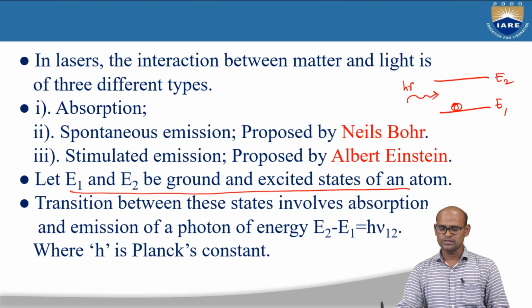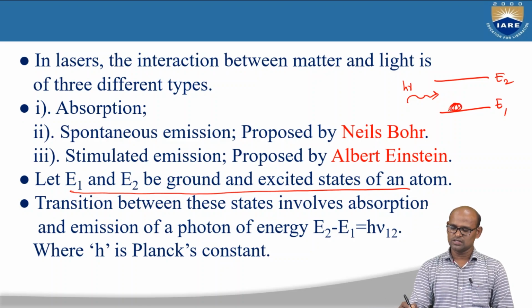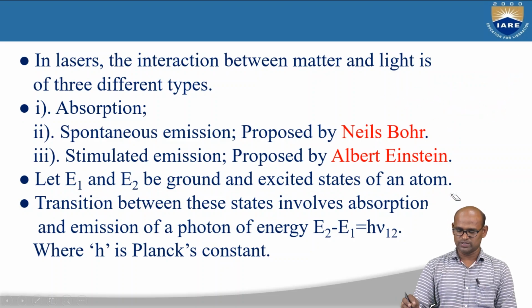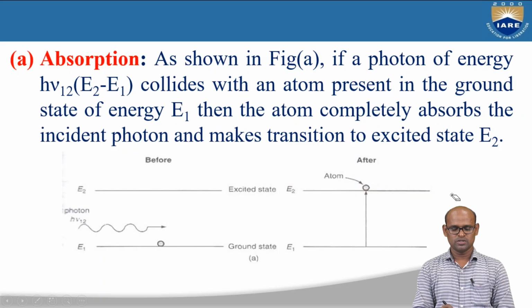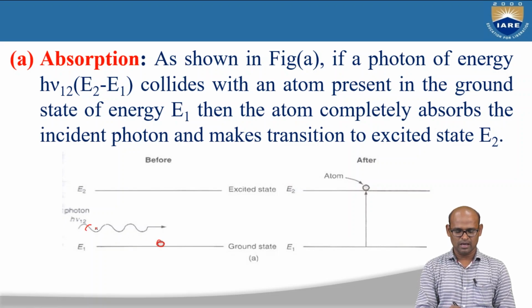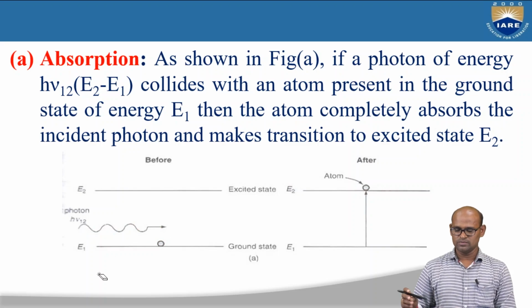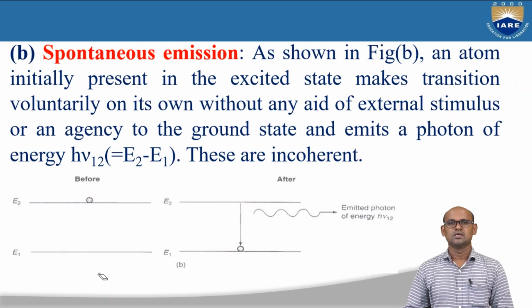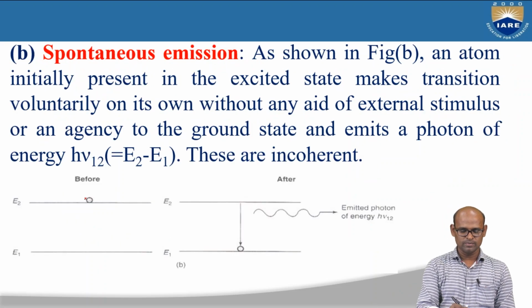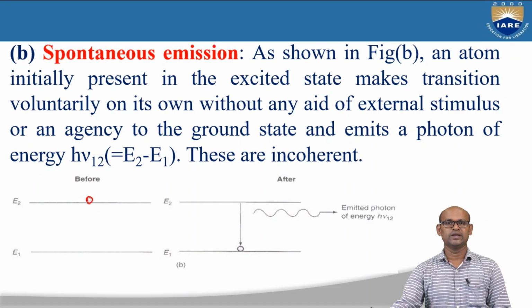Photon means light. So this atom, which is in the ground state, is going to absorb this photon and get excited to the higher energy level. That is called absorption. As we discussed earlier, the atom in the ground state absorbs this photon completely and gets excited to the higher energy level.